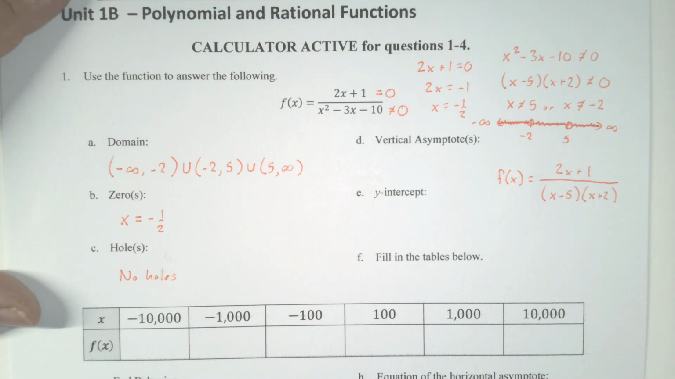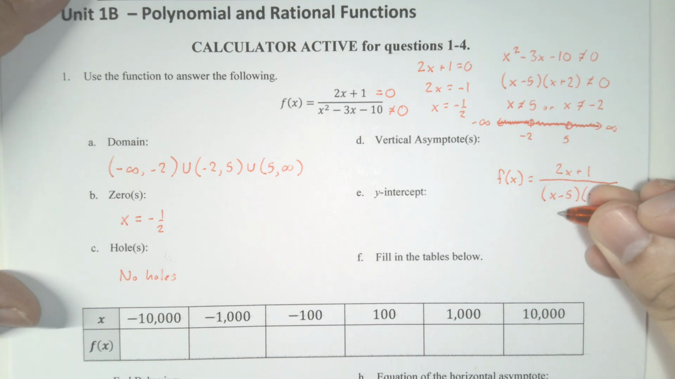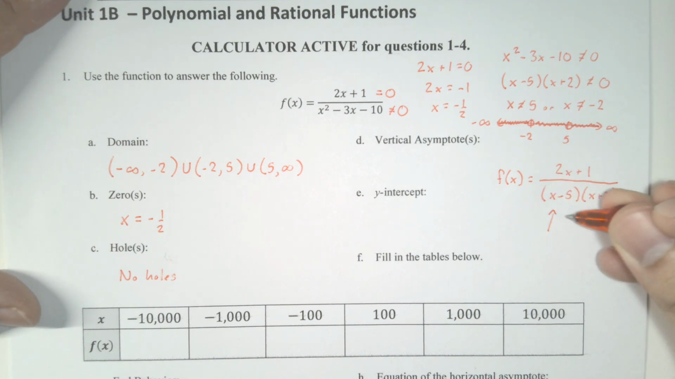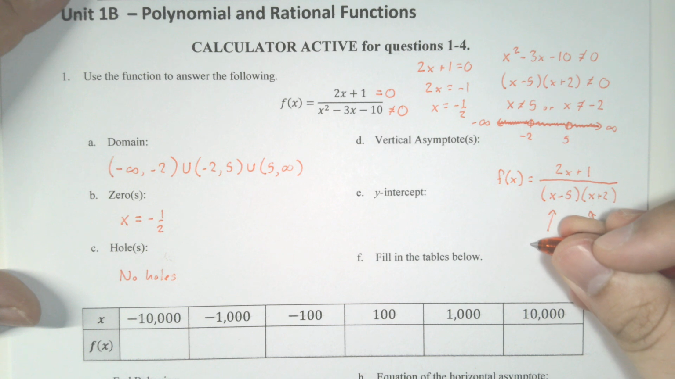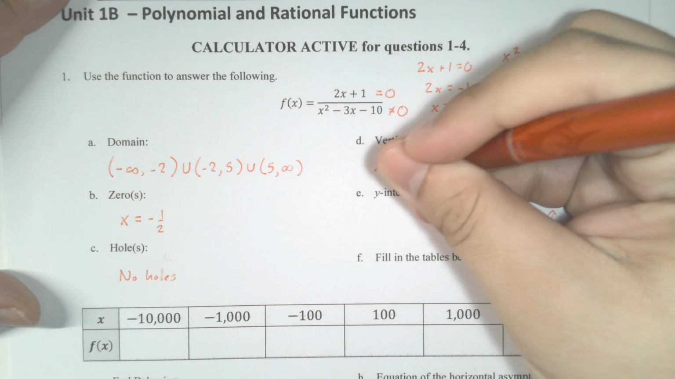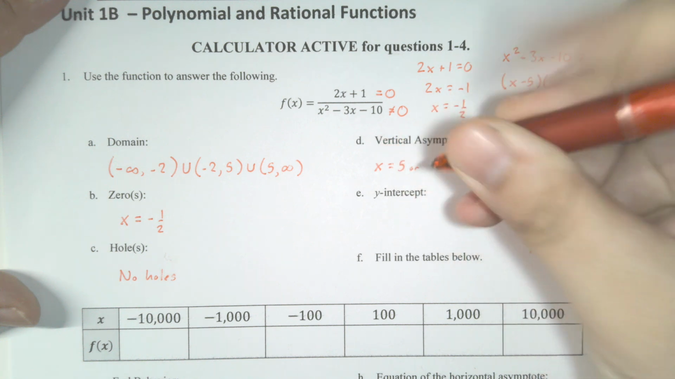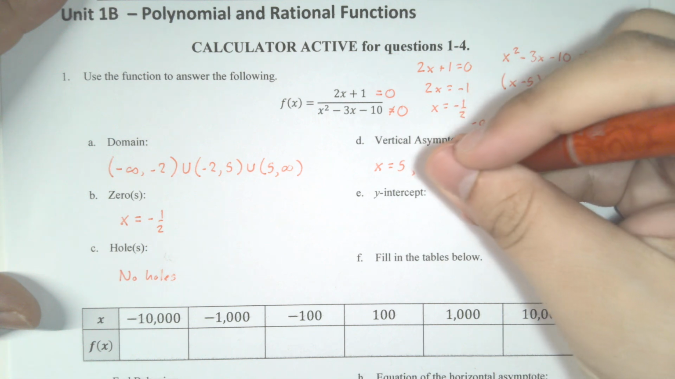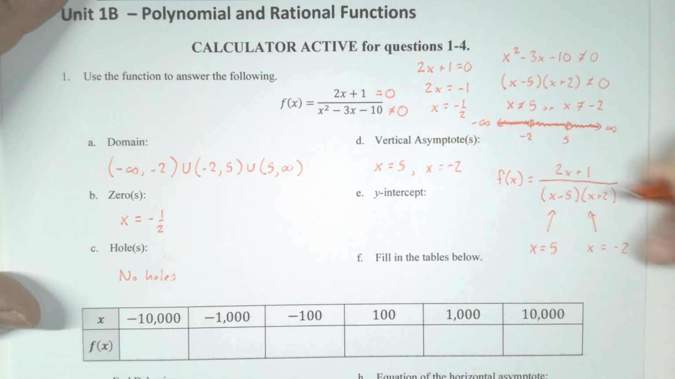But how we can tell that if we didn't even solve for our holes yet was after we cancel everything for our holes, we look at what we have remaining. And this tells us that x equals 5 and x equals negative 2 is where we have our vertical asymptotes. So x is equal to 5 and x is equal to negative 2 is our vertical asymptotes. Now, what about our y-intercept?